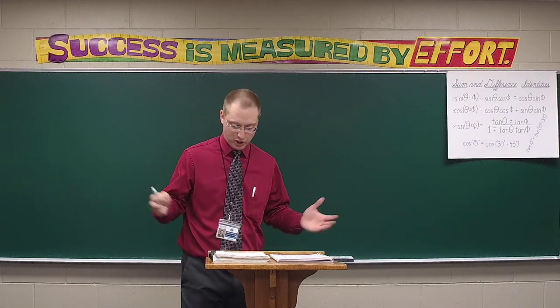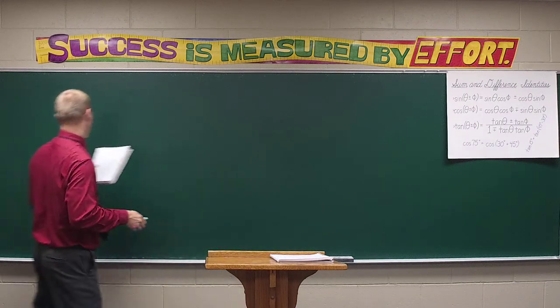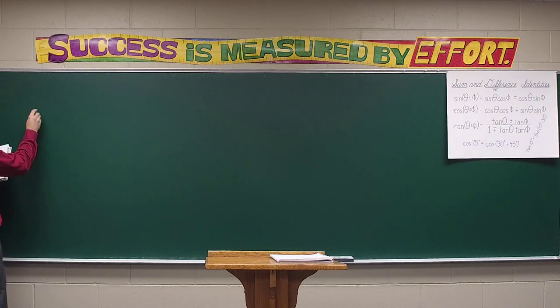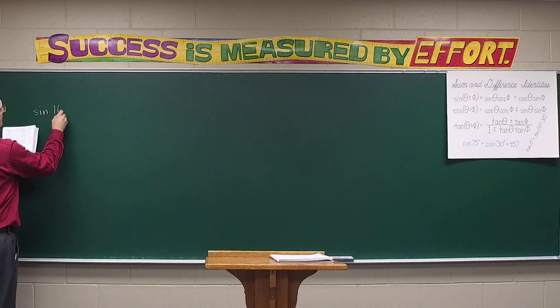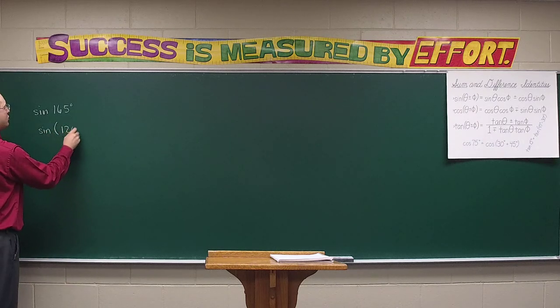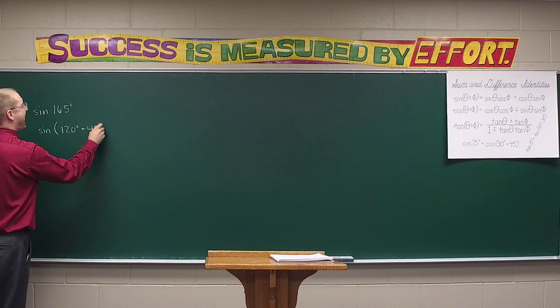And that's what you were using on your homework last night, as you were supposed to find, first of all, the sine of 165 degrees. Now, they didn't tell you how to make 165 degrees out of two special angles. You had to figure that out. Which two special angles did you use, Chris? 120 and 45. Outstanding. 120 degrees and 45 degrees added together.